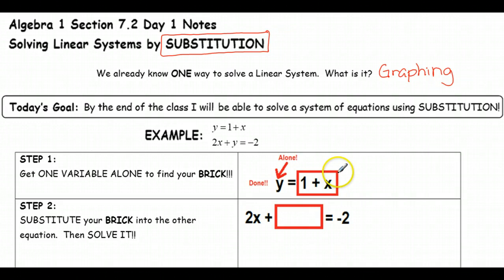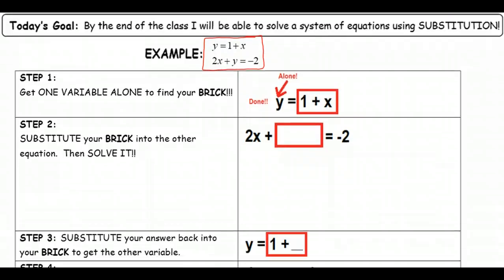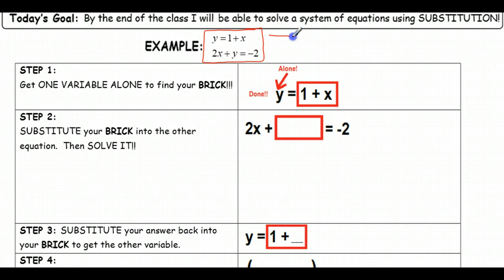So let's take a look at example number 1. Our system is y equals 1 plus x and 2x plus y equals negative 2. In step 1, the goal is to pick an equation and get one variable by itself. Now it doesn't matter if it's x or y, but in this case, we already have one equation that has y by itself, which is our top equation.